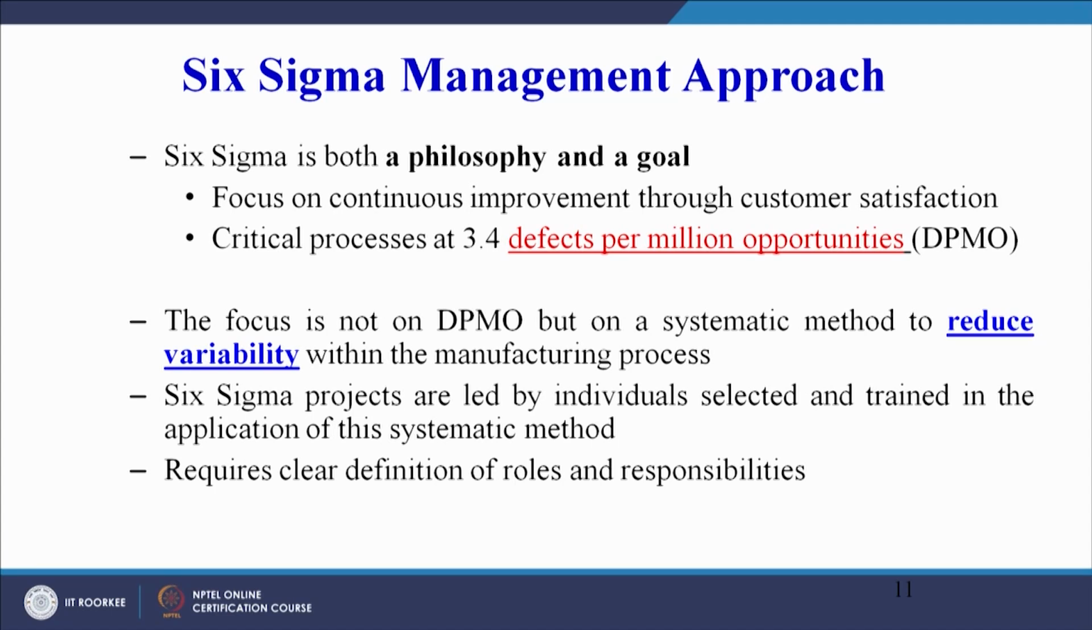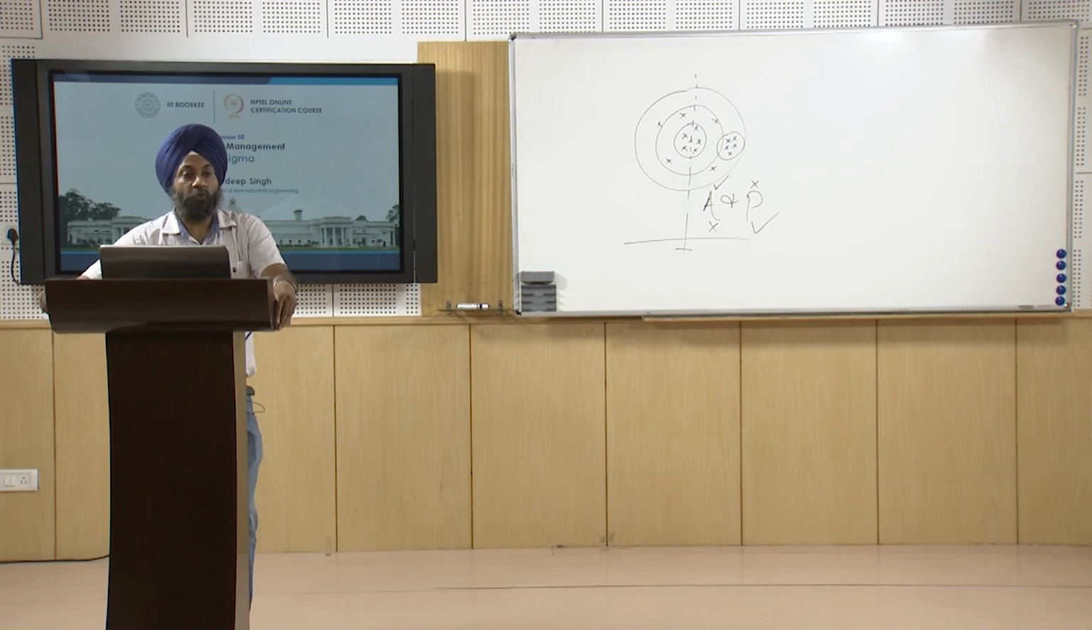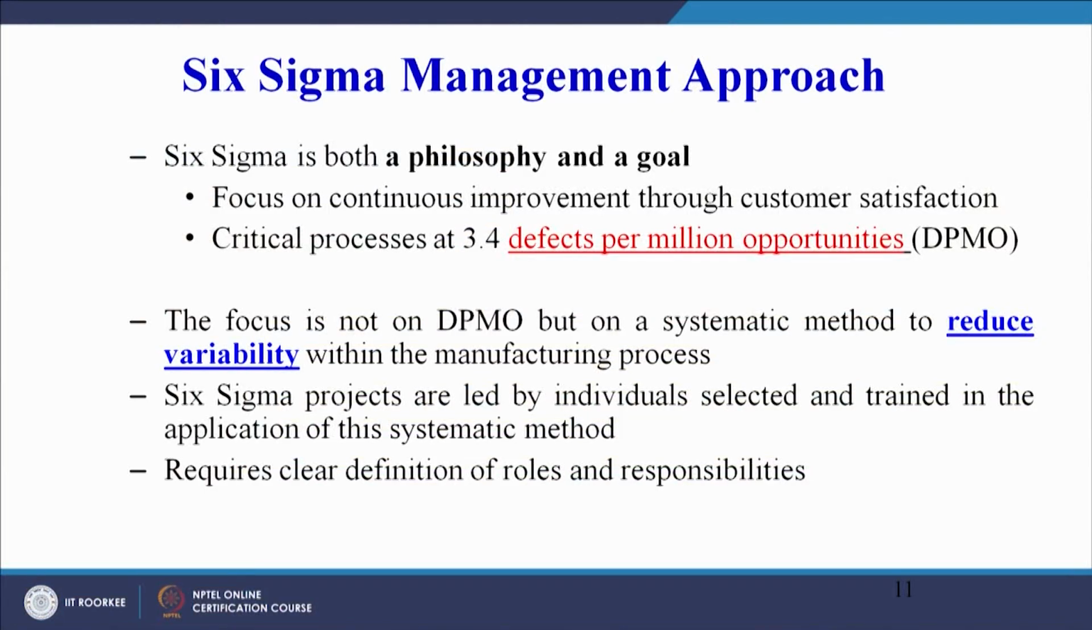As per the Six Sigma, I think this has been discussed today earlier also, the critical processes at 3.4 defects per million opportunities, that is the Six Sigma target. So the focus is not actually on the DPMO, that is defects per million opportunities, but on the systematic method to reduce variability within the manufacturing processes.